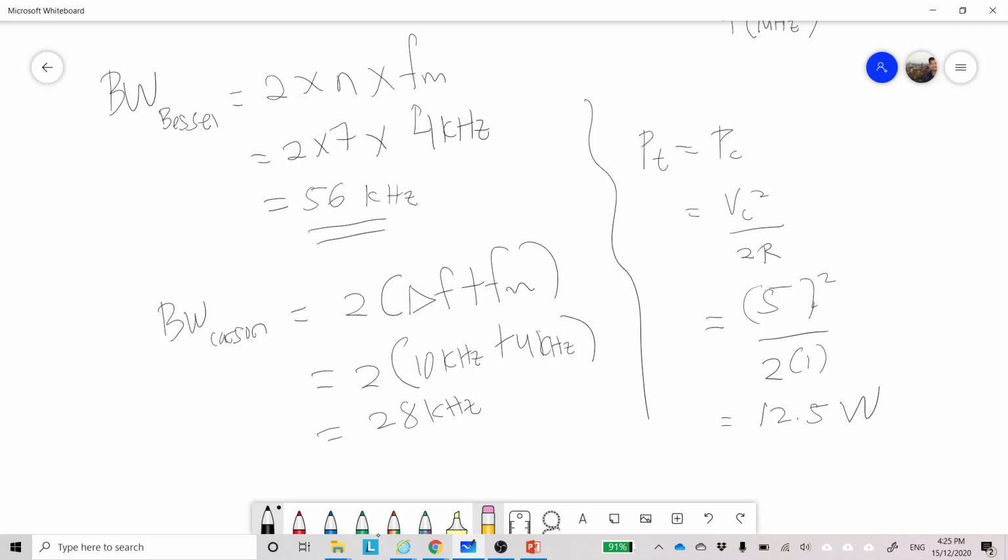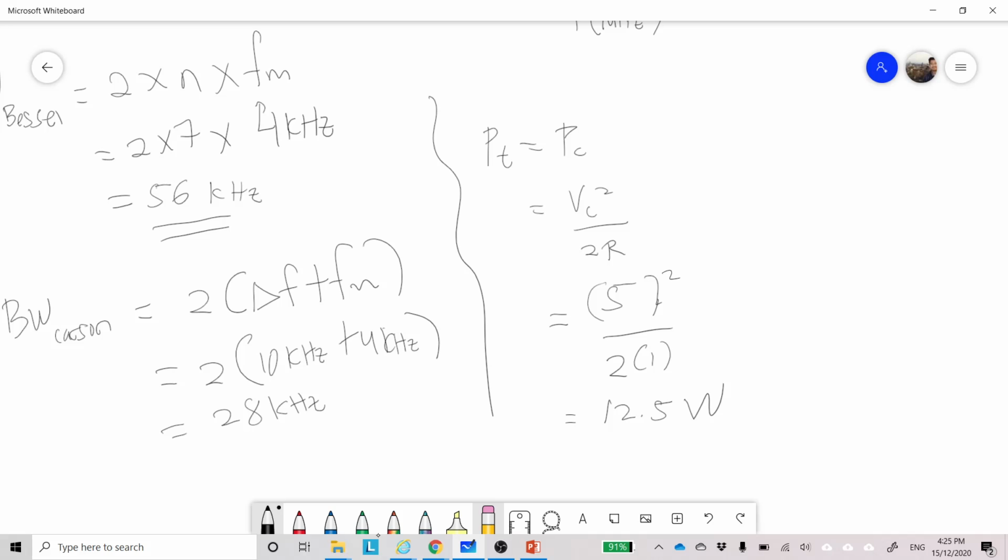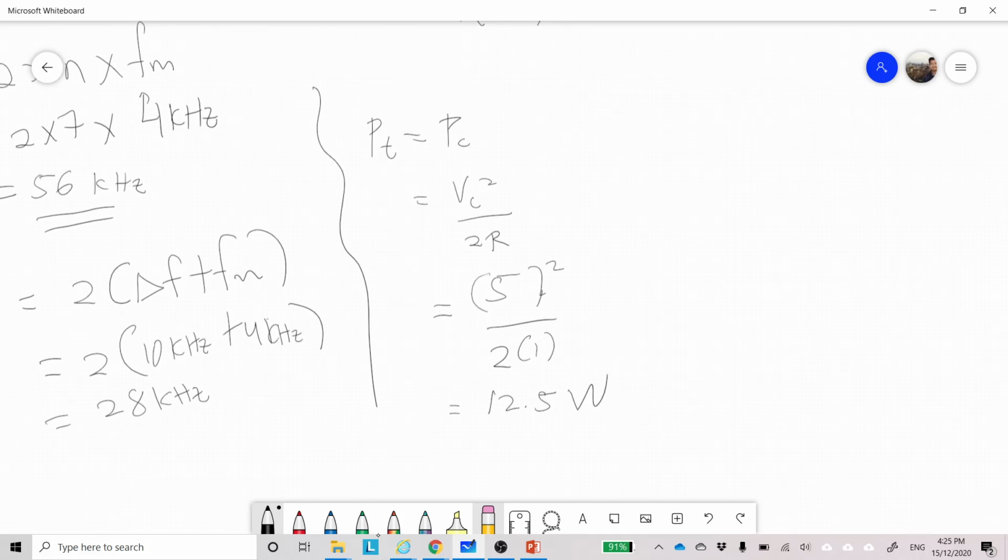Okay, and it is said that the modulator power itself is 5 watt. Okay, power daripada modulator adalah 5 watt. So berapakah average power pada transmitter? Okay, so therefore you can do the process of subtraction.